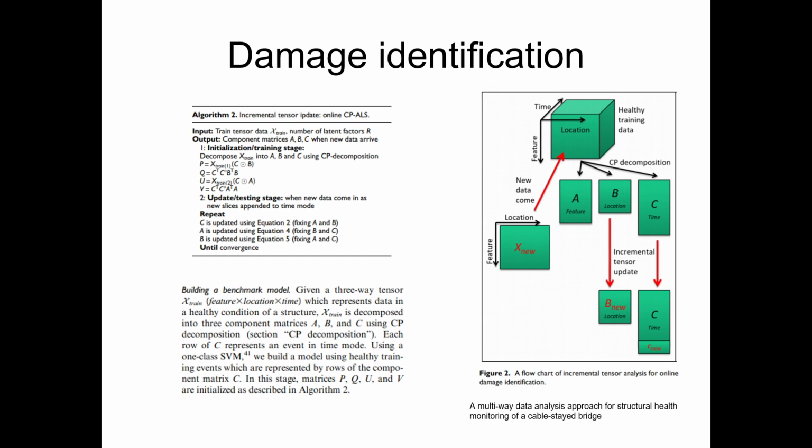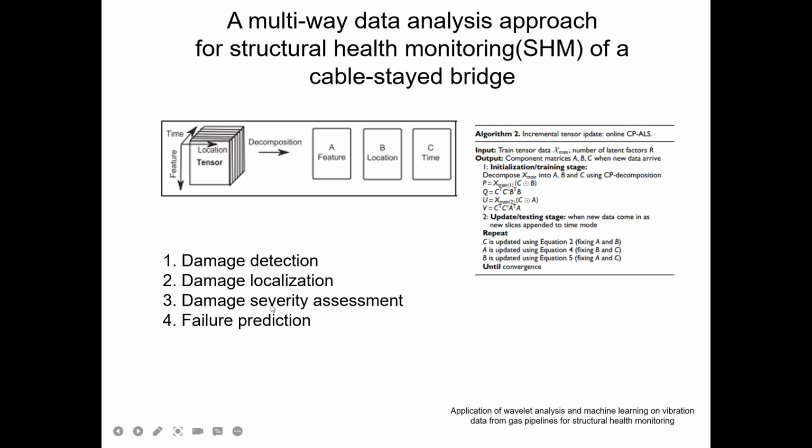So to sum up, this paper uses multi-way tensor analysis to identify damage for SHM, including the detection, location, and the damage severity assessment. So when the new data arrive, the tensor component matrices are incrementally updated and used for the online damage identification.